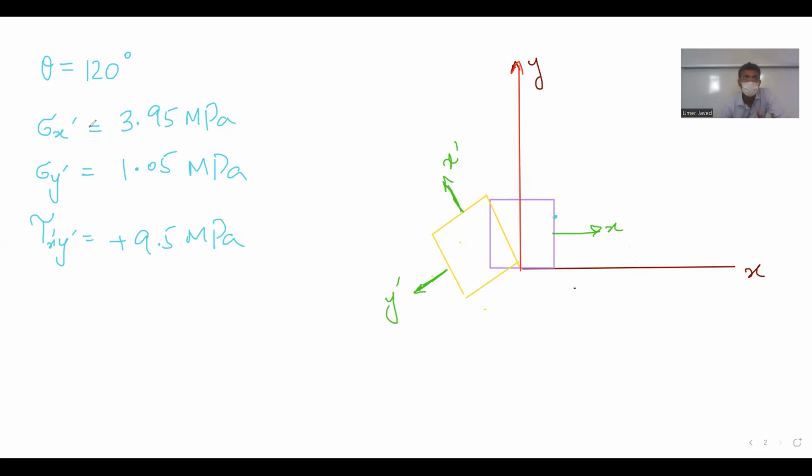Okay, now follow me. We have tau x prime y prime as a positive value. Now I will put anti-clockwise for the positive surface. If this is anti-clockwise, then this will be clockwise. Now I understand that my notes were not wrong. Now I will play this little game along with you. What is the value of stress x prime? 3.95 megapascal. So let's make a nice purple color.